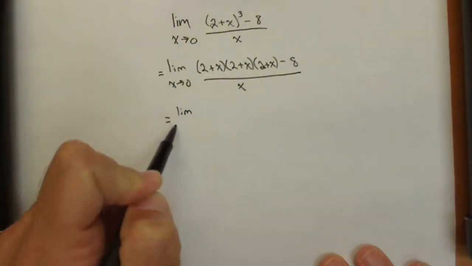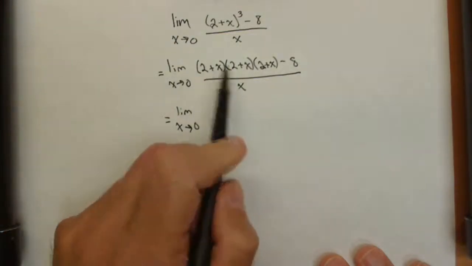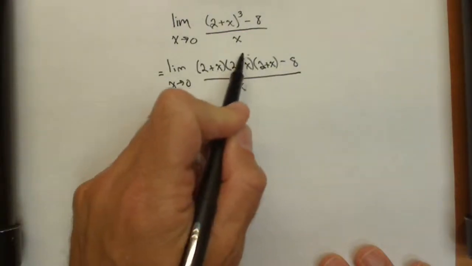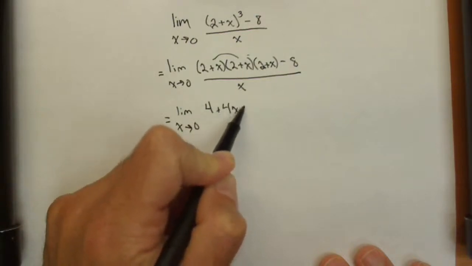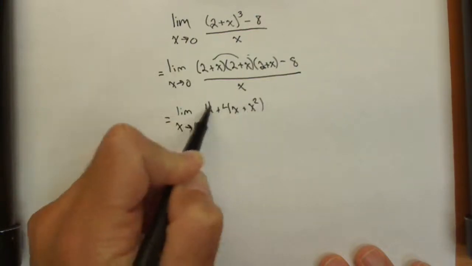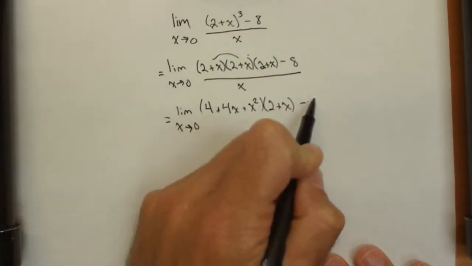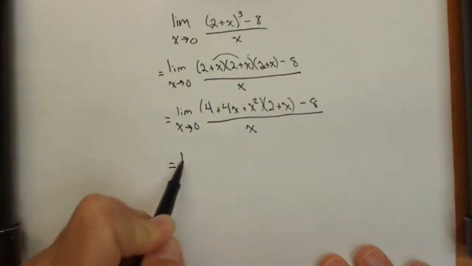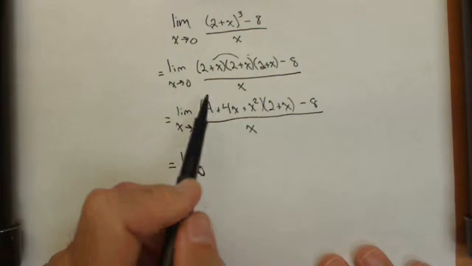Now what we would do if we want to multiply this out by hand, if you know the binomial theorem you could use that, but if we're multiplying it out by hand, we'll FOIL 2 of them first and then distribute. So FOILing these two, we're going to get 4 plus 4x plus x squared times 2 plus x. And then we get this minus 8 we're going to have to take care of later, all over x. Notice each time I'm writing the limit as x goes to 0 because we haven't taken the limit yet, so it does need to be in there.